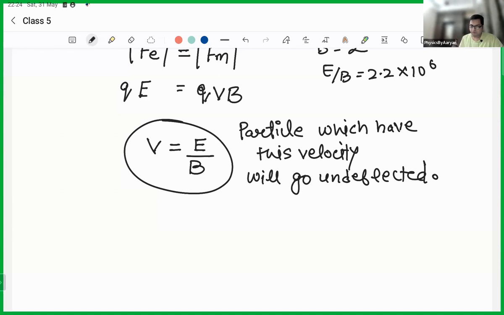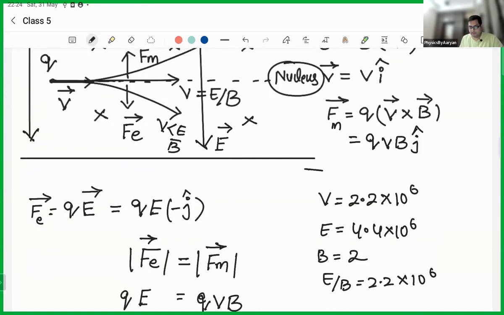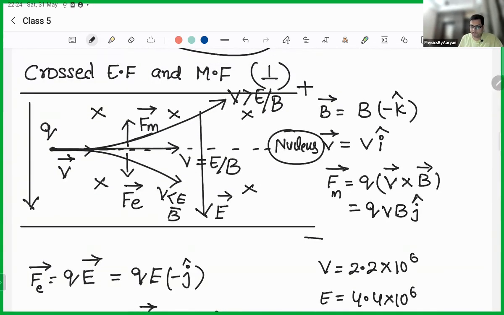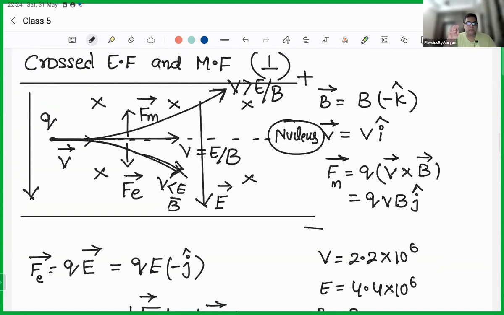Okay? Someone can ask you, if velocity is more, then magnetic force will dominate and it will go in the direction of magnetic force. And if velocity is less, then magnetic force will be less and it will go opposite to the magnetic force. Okay, so that is what will happen, because if the magnetic force is less, then electric force will dominate and it will go in the direction of electric force. So that is how we design a velocity selector.